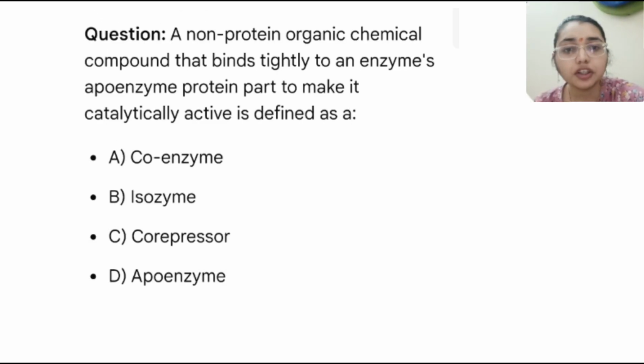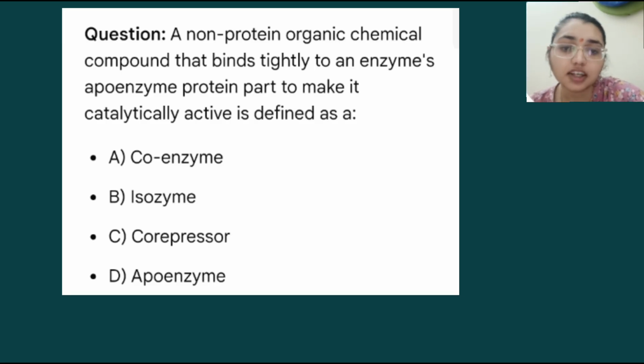A non-protein organic chemical compound that binds tightly to the apoenzyme, the protein part of an enzyme, to make it catalytically active is defined as a coenzyme. An active conjugated enzyme, the holoenzyme, consists of a protein framework called the apoenzyme that combines with the non-protein cofactor. When the cofactor is a loosely bound organic molecule such as NAD or NADP, it is specifically categorized as a coenzyme.